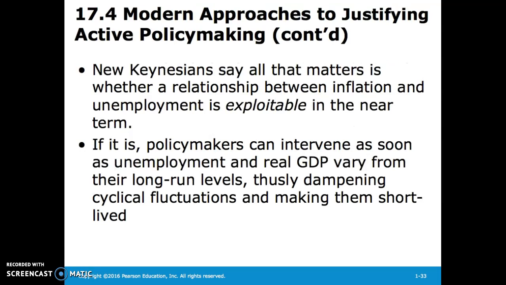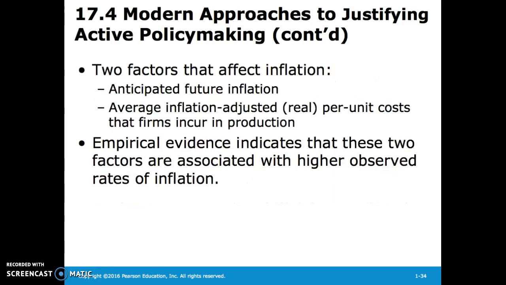However, New Keynesians say that all that matters is whether a relationship between inflation and unemployment is exploitable in the near term. If it is, policymakers can intervene as soon as unemployment and real GDP vary from their long-run levels, thusly dampening cyclical fluctuations and making them short-lived. Inflation is affected by both anticipated future inflation and average inflation-adjusted real per-unit costs that firms incur in production. Empirical evidence indicates that these two factors are associated with higher observed rates of inflation.